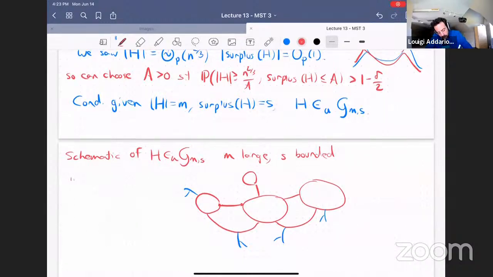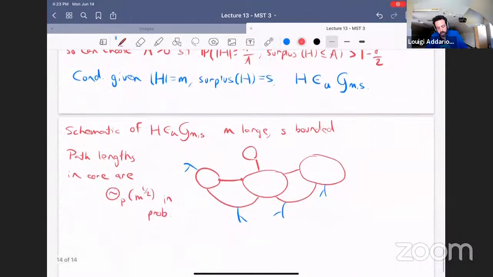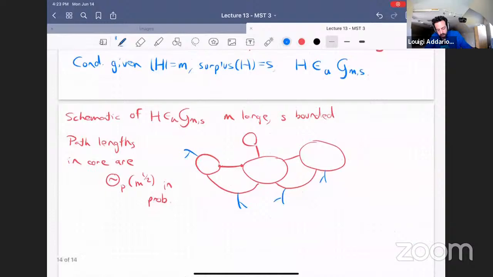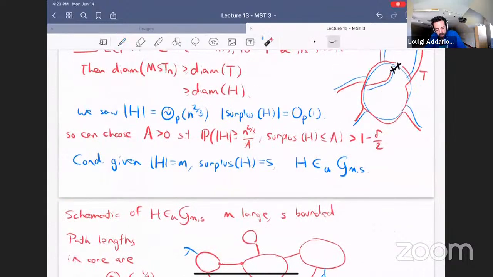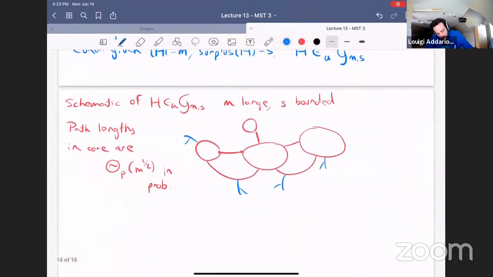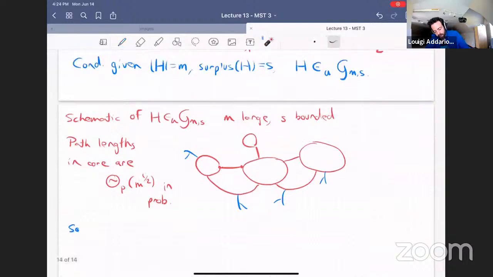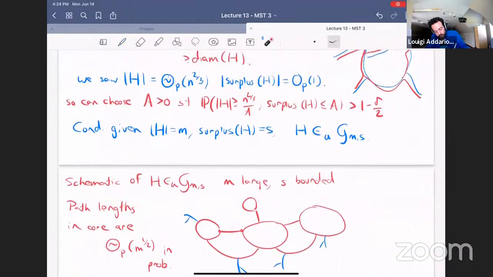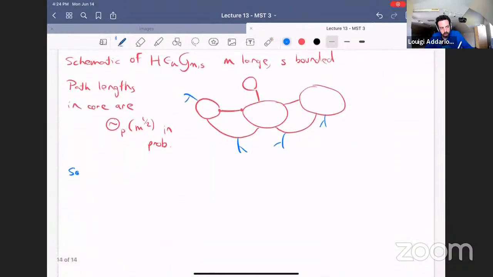So path lengths in the core are of order m to the half in probability, in particular. So here we have a graph which with high probability has size of order n to the 2/3 and bounded surplus. That means that the path lengths in the core of that graph will have length of order, well, square root of this, with high probability.